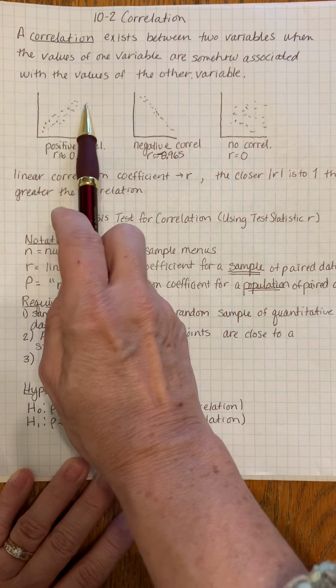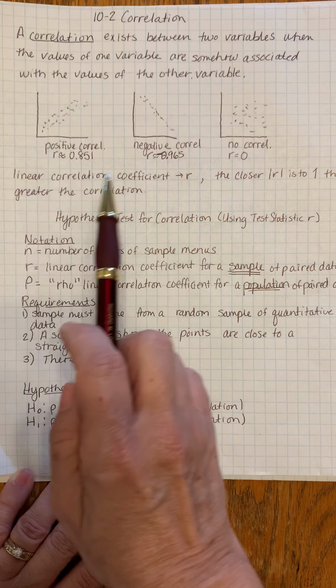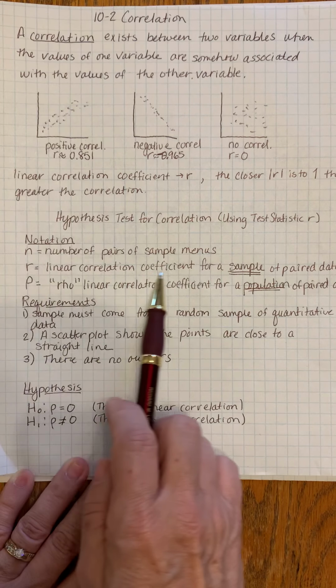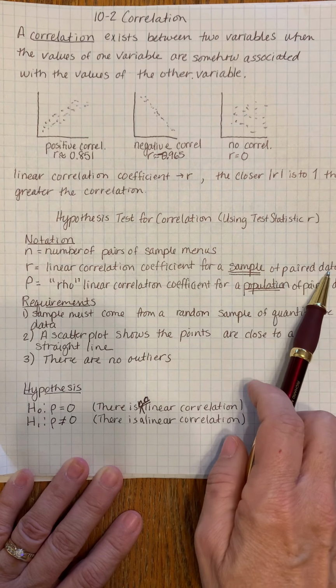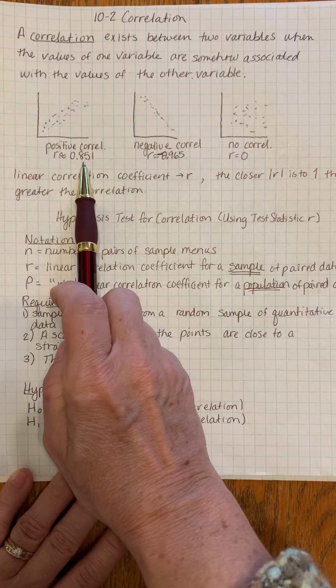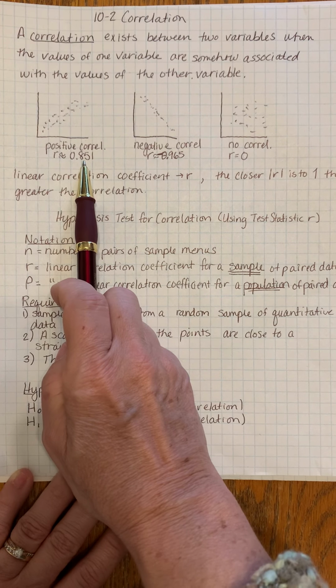Now, if you look, I've drawn a little diagram here of a scatter plot. And this appears to be a positive correlation. And its R value, or its linear correlation coefficient, as we see that's what it is down here, is about 0.851. The closer it is to 1, the more of a correlation there is, the stronger that correlation is.